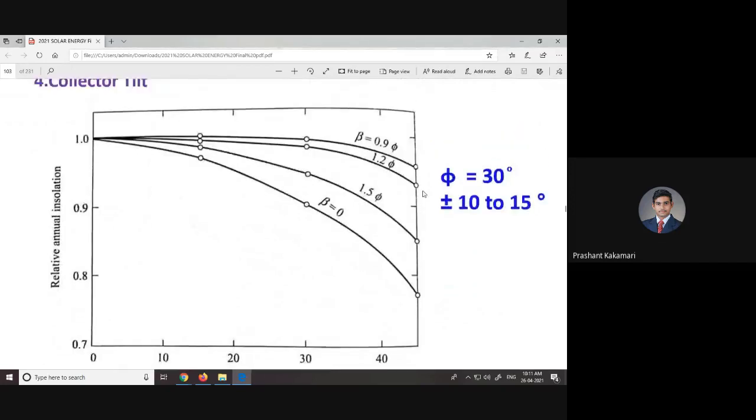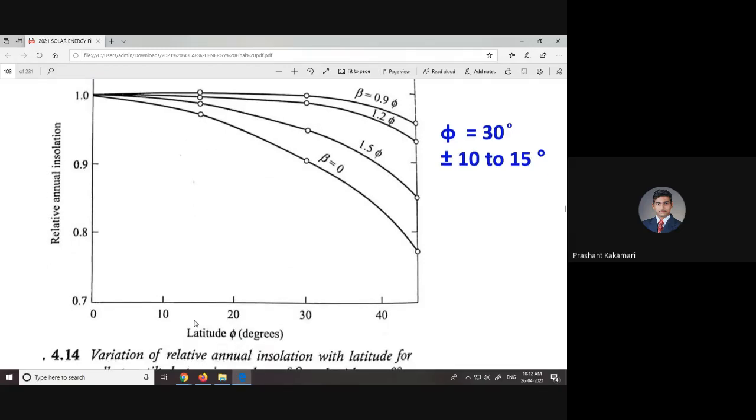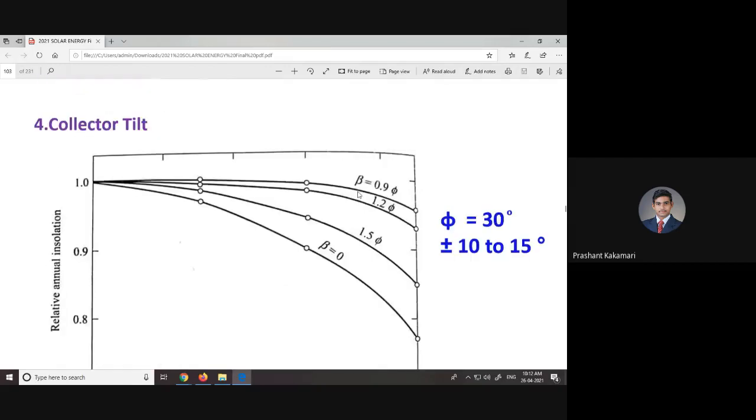So tilt factor, as I told, here tilt factor, relative annual insolation. Insolation here they have considered on the left side as percentage values, say for example 1 to 0 or 0 to 100% solar flux which is falling on the collector. On the x-axis they have taken latitude of the location phi, or you can consider this beta value itself. If the beta and this latitude angle are almost the same, then the solar flux falling on the collector will be maximum.